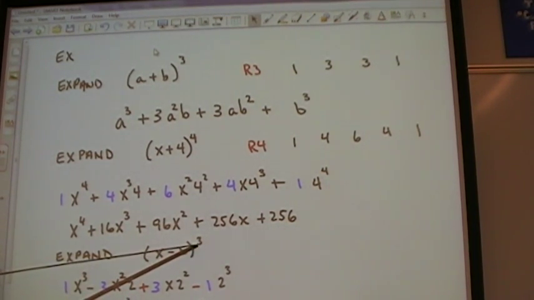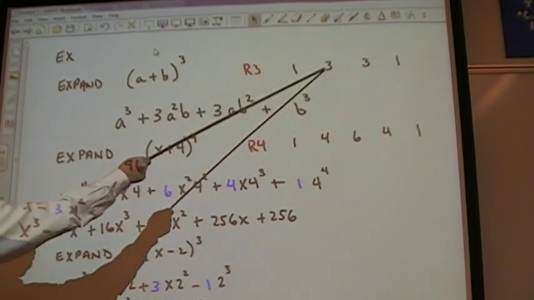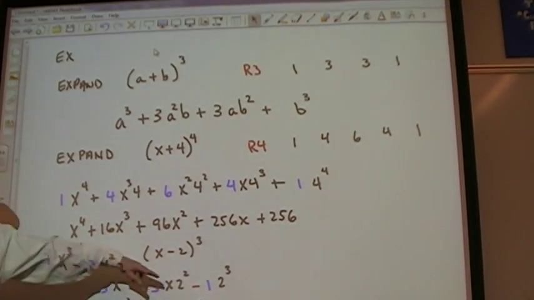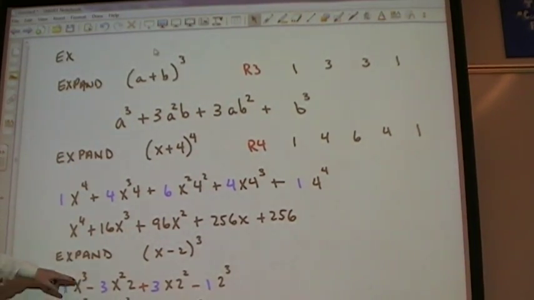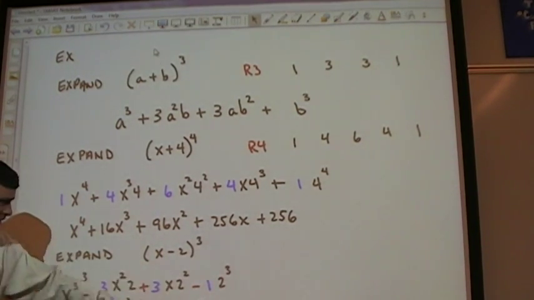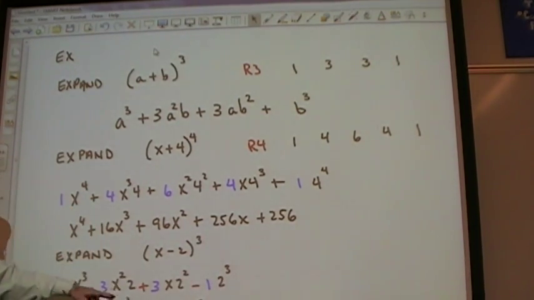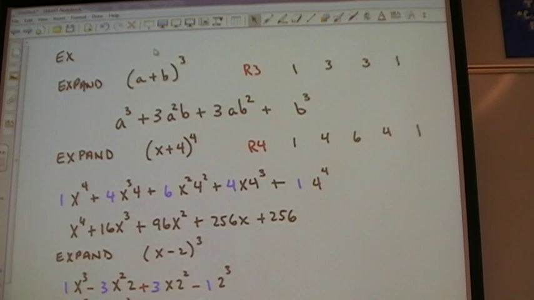Since it's cubed, we use row 3, 1, 3, 3, 1 is my leading coefficients. Okay? X cubed, x squared, x, 2 cubed, 2 squared, 2. And this is what you end up with. X cubed minus 6x squared plus 12x minus 8.